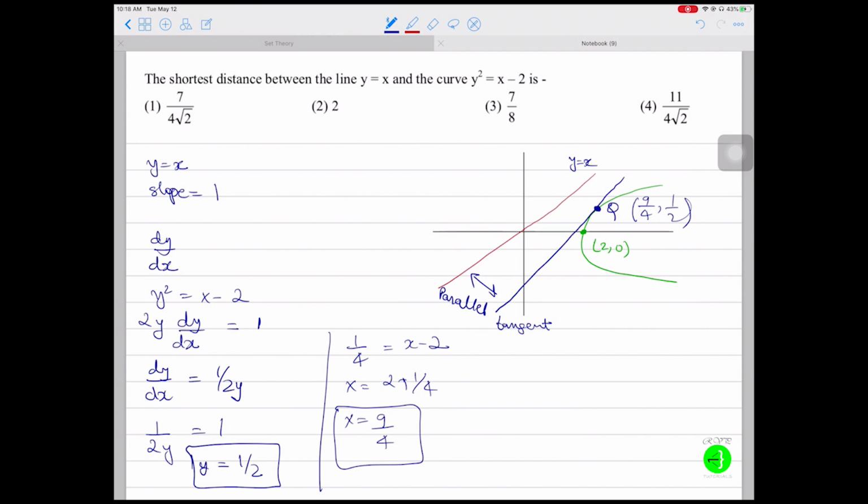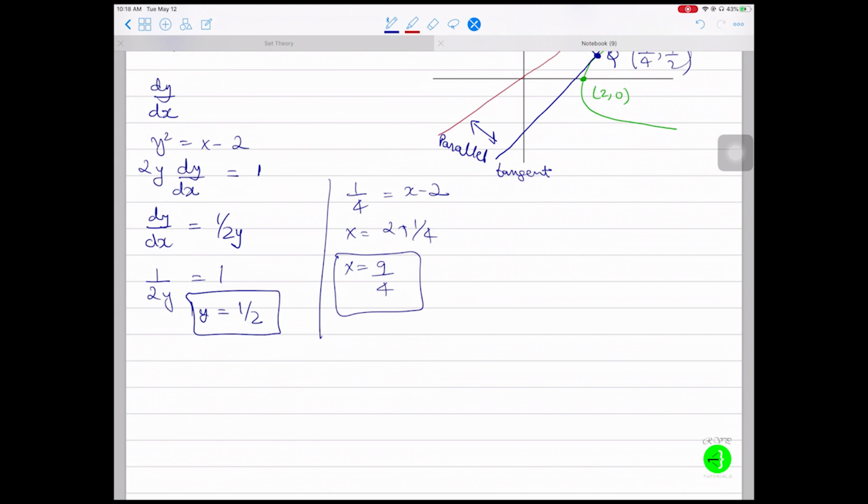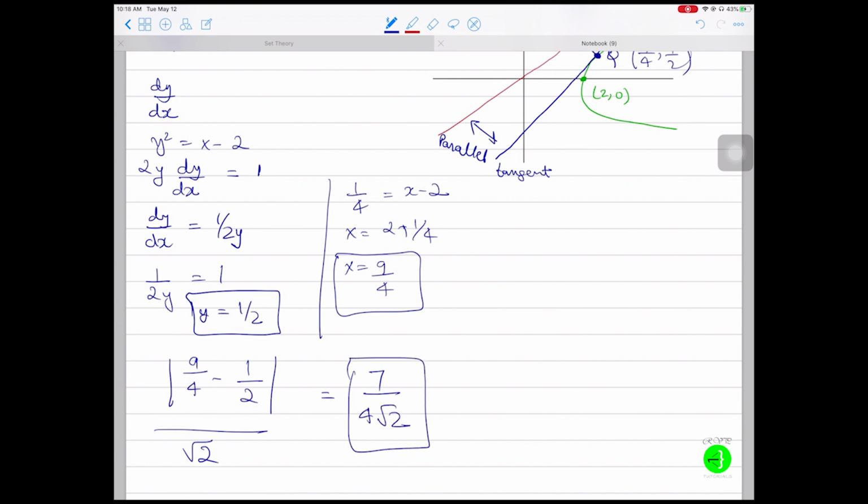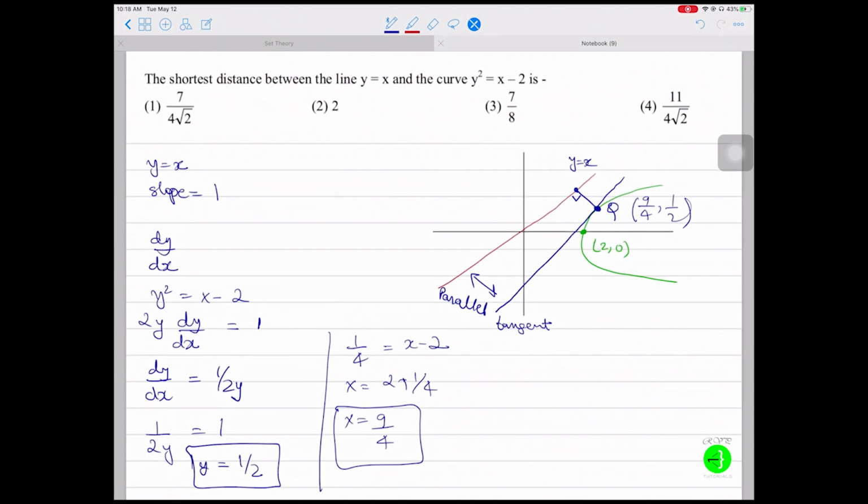And the shortest distance would be between this point and the perpendicular dropped onto that line. This would be the shortest distance between the line and the parabola. We don't need to find the point on the line. To find the shortest distance, we just need to find the length of the perpendicular, which can be done easily. (9 by 4 minus 1 by 2) over under root 2, which is 7 over 4 under root 2, which is option 1. Let's move on to the next question.